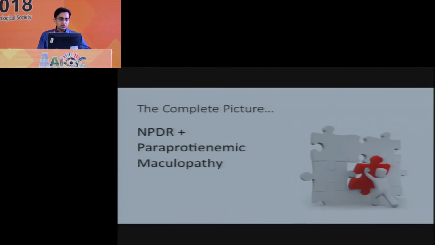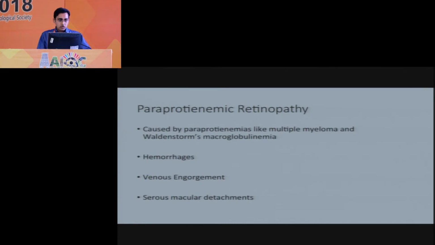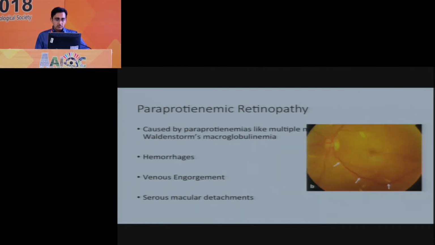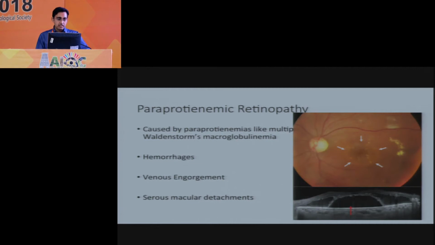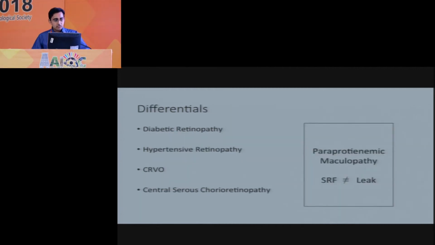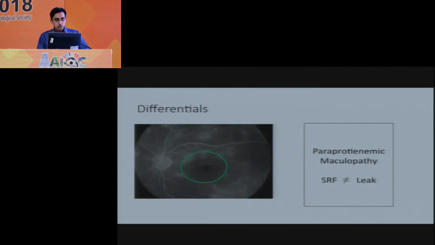So the complete picture was NPDR with paraproteinemic maculopathy. Paraproteinemic retinopathy is caused by various paraproteinemias like multiple myeloma and Waldenstrom's macroglobulinemia. It is characterized by hemorrhages, venous engorgement, and serous macular detachments. Its differentials include diabetic retinopathy, hypertensive retinopathy, CRVO, and CSCR. But the characteristic feature of this paraproteinemic maculopathy on FFA is SRF is not equal to the leak.